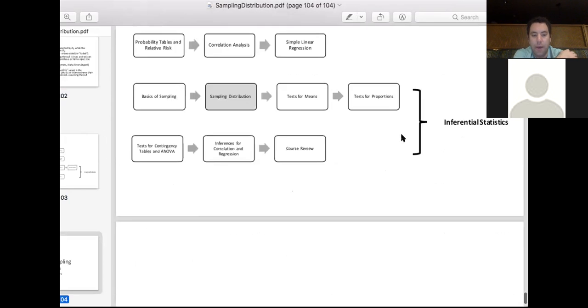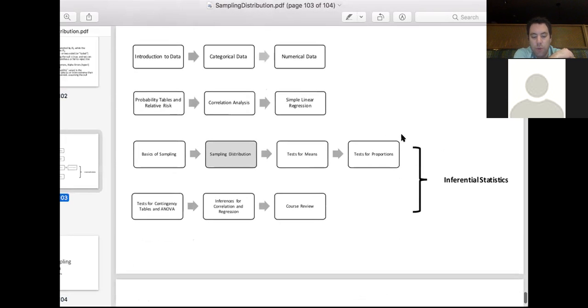So that's it, a quick run through this module, module 8, which is on sampling distribution. If you have any questions, I'm happy to go over any questions you might have on this module or anything else in the class.